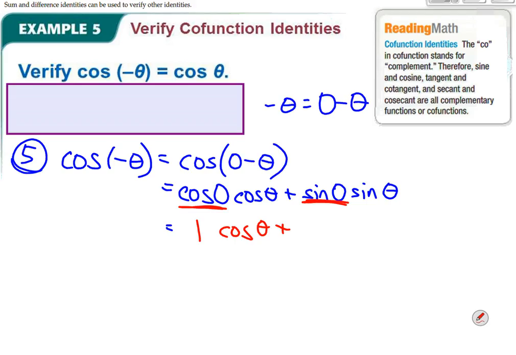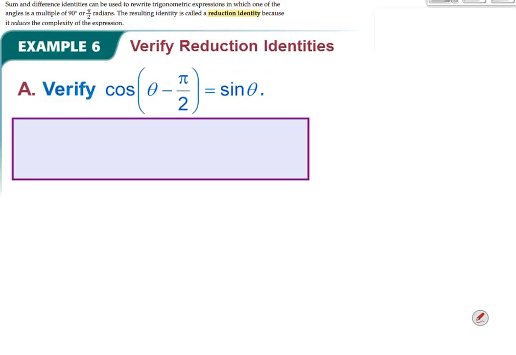What's the sine of 0? Sine of 0 is 0, and then sine theta. So 0 times anything is 0, 1 times anything is that thing, so that gives us the cosine of theta. So we knew what the answer was going to be. The biggest challenge on these is just knowing to call negative theta 0 minus theta. And so you'll do that every time. Does that make sense? You'll just always do that and always put it in the formula as we go.